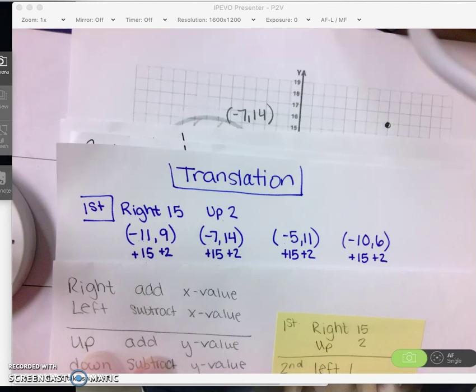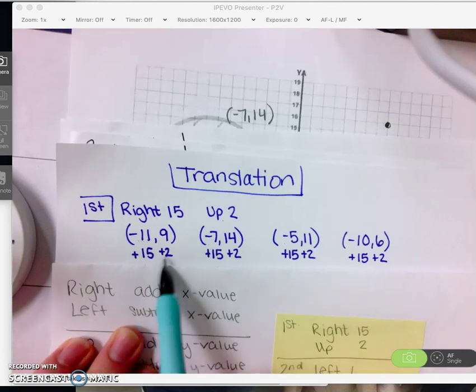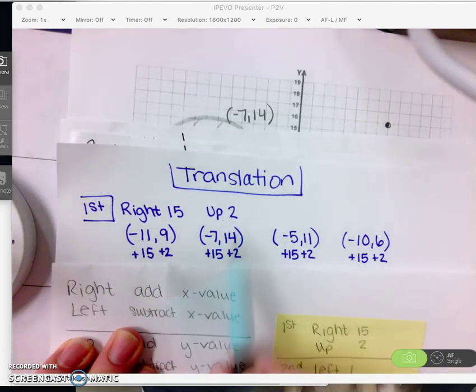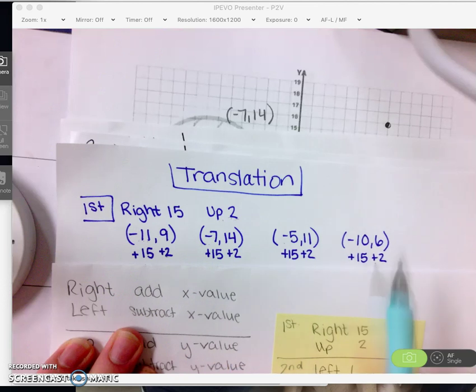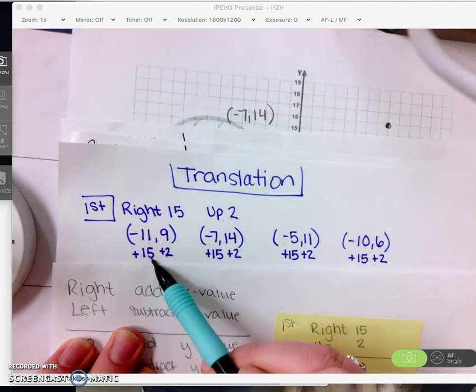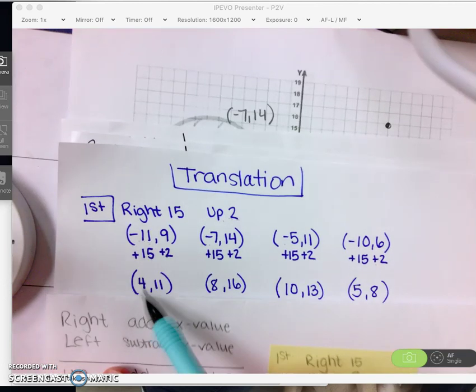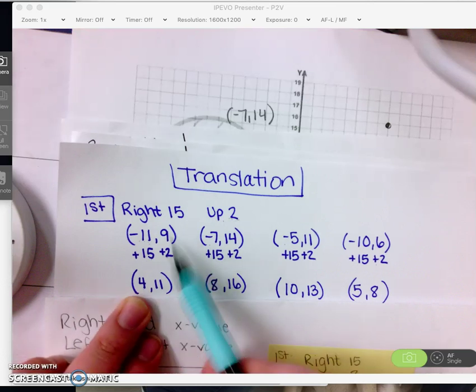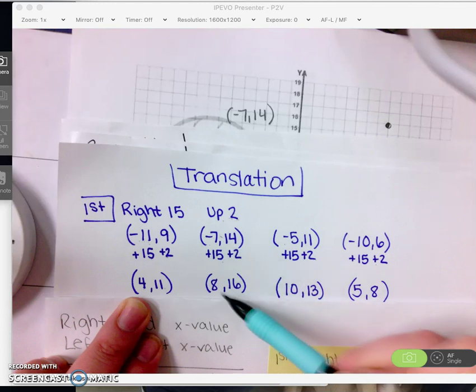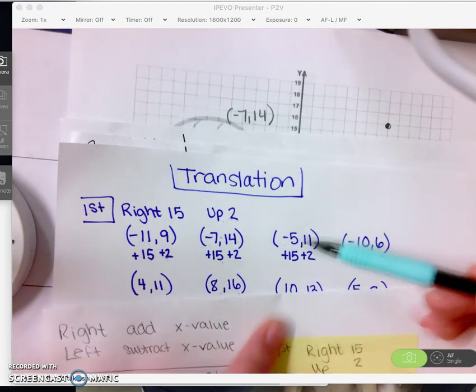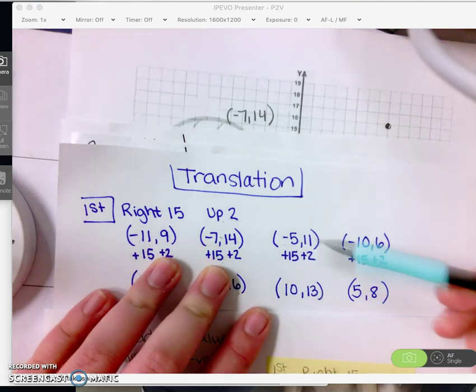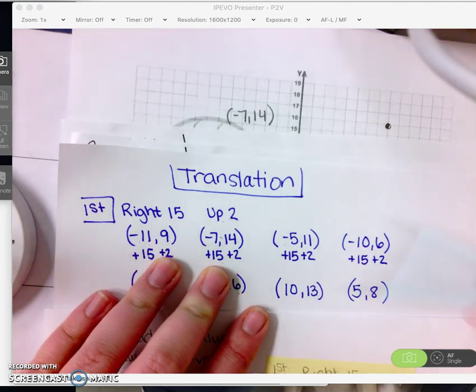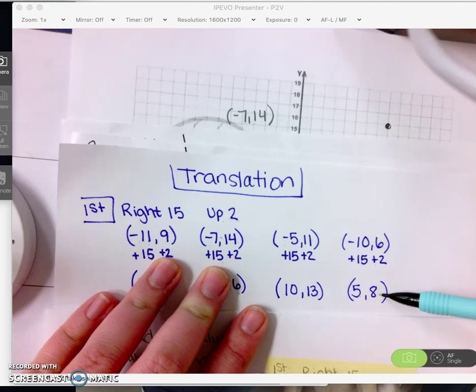If we go up, we add to our y. So that's why I add that 2 to all my y's. So I have -11 and I have plus 15, so it becomes 4. 9 plus 2 is 11. -7 plus 15 is 8. 14 plus 2 is 16. -5 plus 15 is 10. 11 plus 2 is 13. -11 plus 15 is 5. 6 plus 2 is 8.